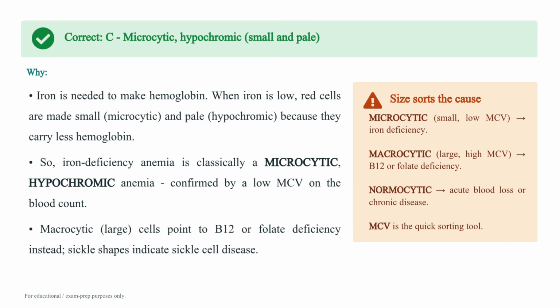The answer is C. Small and pale, microcytic and hypochromic. Iron is needed to make hemoglobin, so when iron is low, red cells are made small and pale because they carry less hemoglobin. That's why iron deficiency anemia is classically a microcytic hypochromic anemia, confirmed by a low MCV on the blood count. Large macrocytic cells point to B12 or folate deficiency instead, and sickle shapes indicate sickle cell disease. Let the cell size sort the cause. Microcytic means iron deficiency, macrocytic means B12 or folate, and normocytic points to acute blood loss or chronic disease.